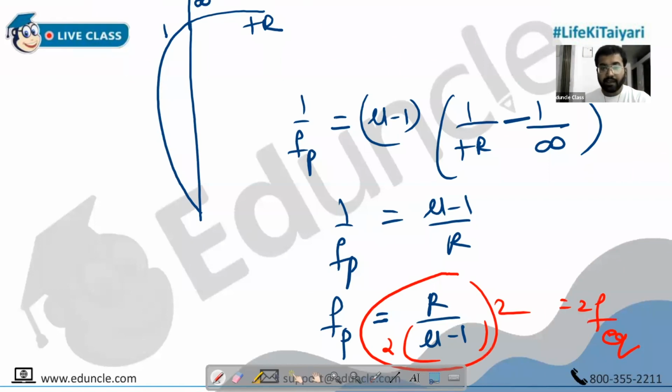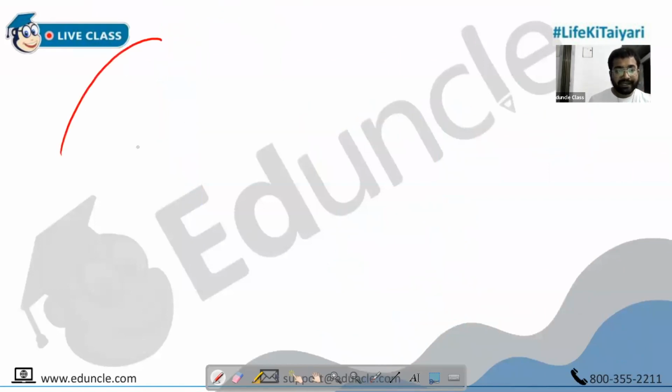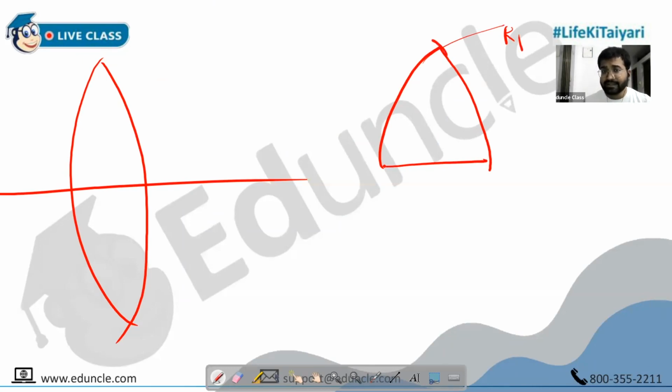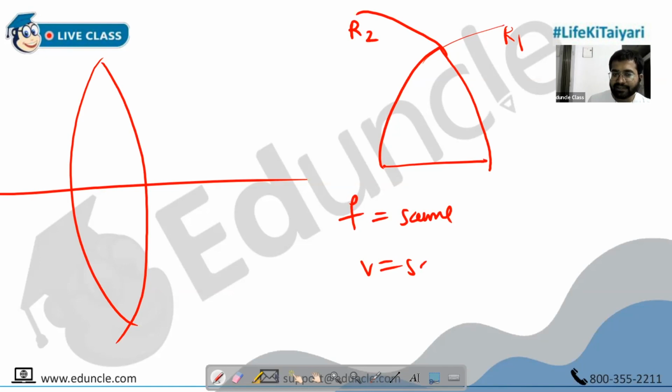Yes, sir. But if you had cut it horizontally, if you cut it like this, then tell me, is the curvature changing? R1 has not changed, R2 has not changed, they remain the same. So R1 and R2 are not changing, so the focal length is the same, meaning the image position is the same, meaning the image height is the same.